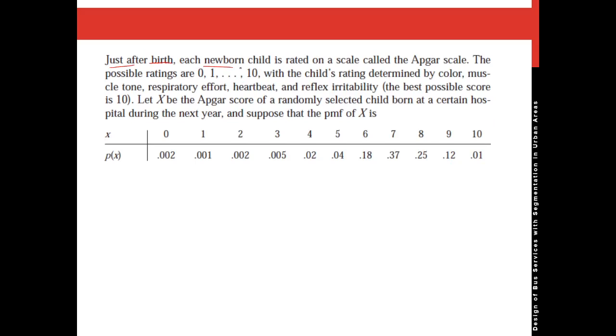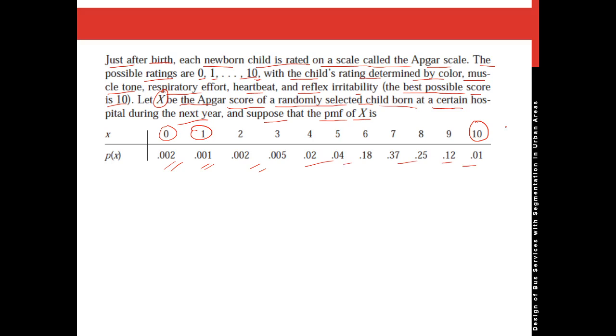Just after birth, each newborn child is rated on a scale called the Apgar scale. The possible ratings are 0, 1, etc. up to 10, with the child's rating determined by color, muscle tone, respiratory effort, heartbeat and reflex irritability, and the best possible score is 10. Let x be the Apgar score of a randomly selected child born at a certain hospital during next year. Then suppose that pmf of x is given for Apgar scores 0 to 10. So the newborn child will be in any of 0 to 10 on the Apgar scale, and their corresponding probabilities from previous studies are given.